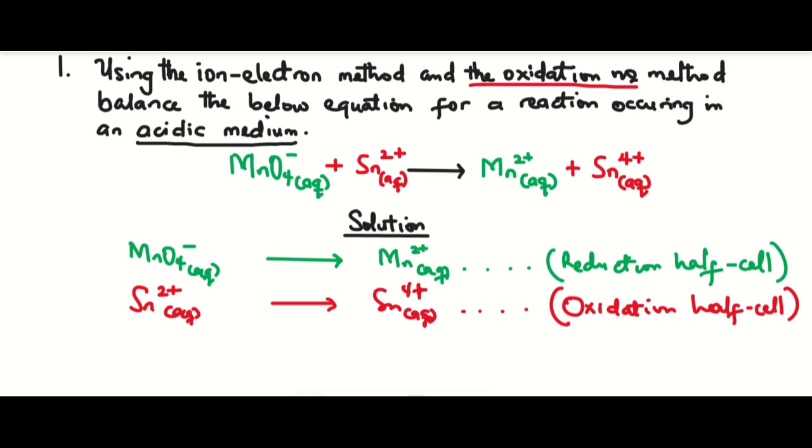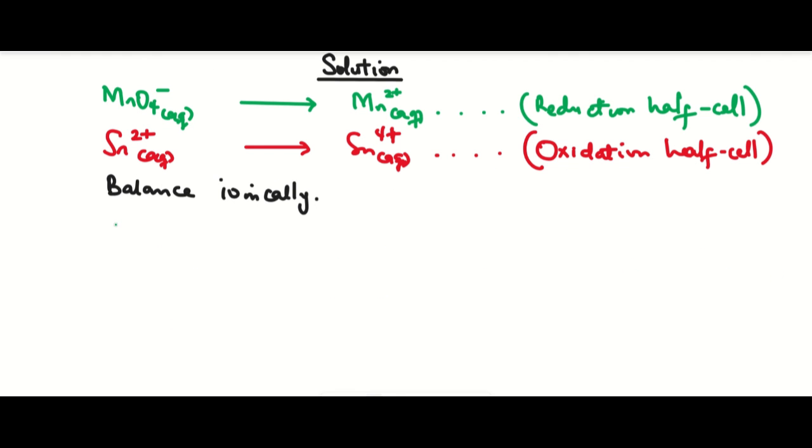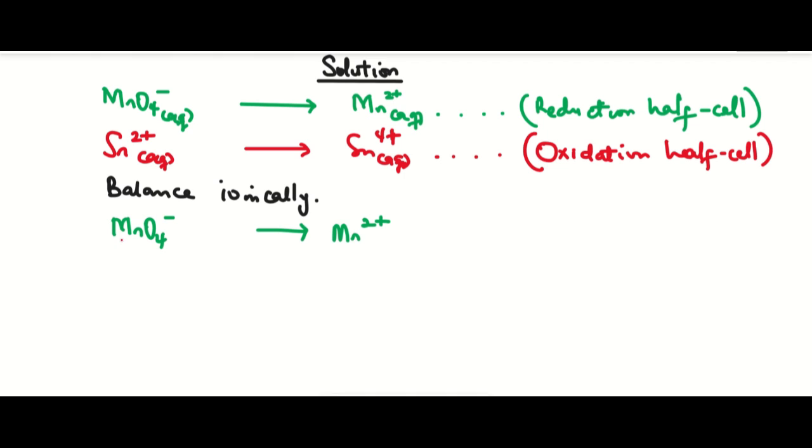Hence, we have to balance ionically only. So for the first half cell equation, to balance ionically, we have to make use of the individual charge of the target element, which is manganese, because we pretended that the 4 atoms of oxygen do not exist. Hence, we cannot use the overall charge to balance it ionically. From our previous example, we know that the charge of manganese in this radical is plus 7. So we have plus 7 and here we have plus 2.